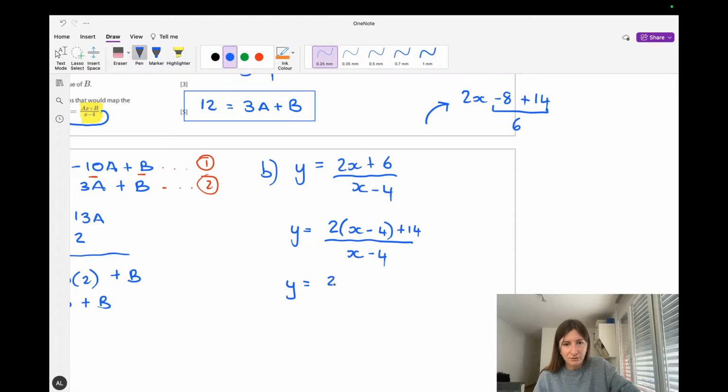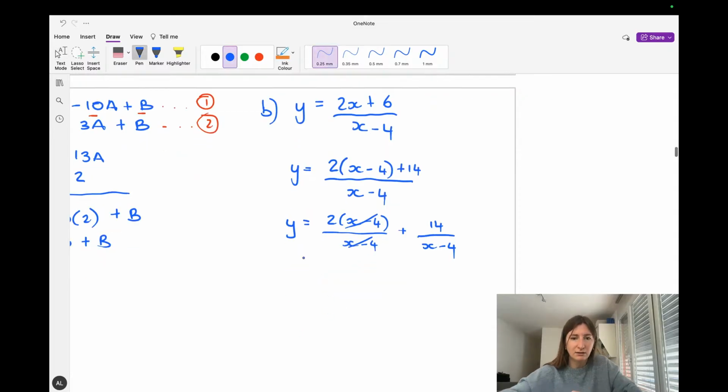So I have 2 over x minus 4, plus 14 over x minus 4. Just split these two terms over my denominator. These cancel out, which is what we want every time. So that is 14 over x minus 4 plus 2. Just put the plus 2 on that side, just so it's in that form.